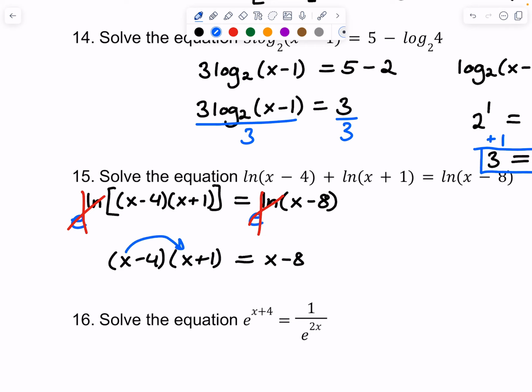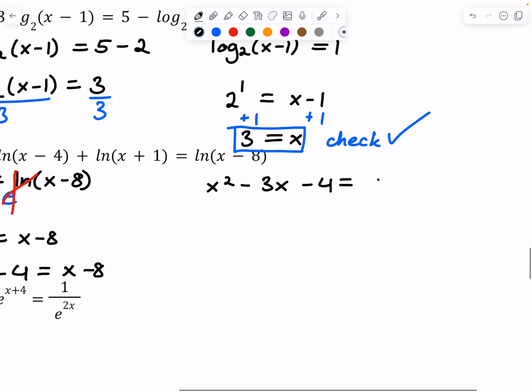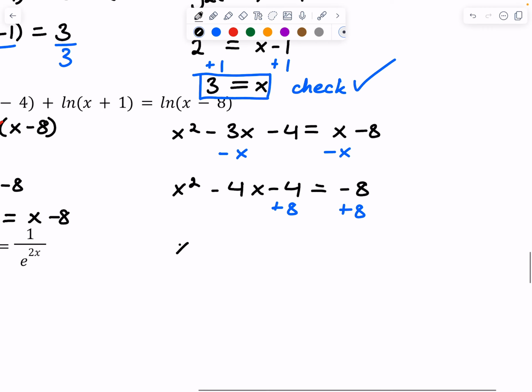From here, I'm going to FOIL. So I'm going to multiply. And when I do this multiplication, I get x squared plus x minus 4x minus 4 equals x minus 8. If I combine my like terms, I have x squared minus 3x minus 4 equals x minus 8. Then I'm going to subtract x from both sides, and I get x squared minus 4x minus 4 equals negative 8. Then I'm going to add 8 to both sides, and I have x squared minus 4x plus 4 equals 0.